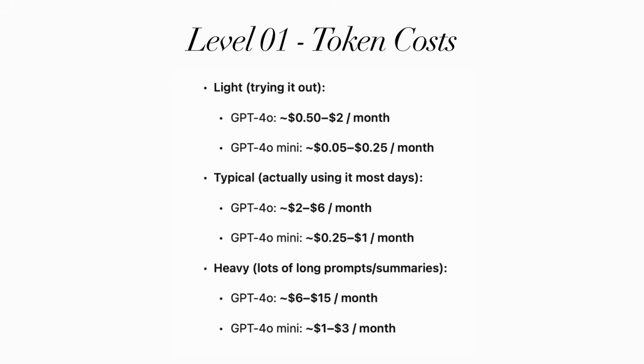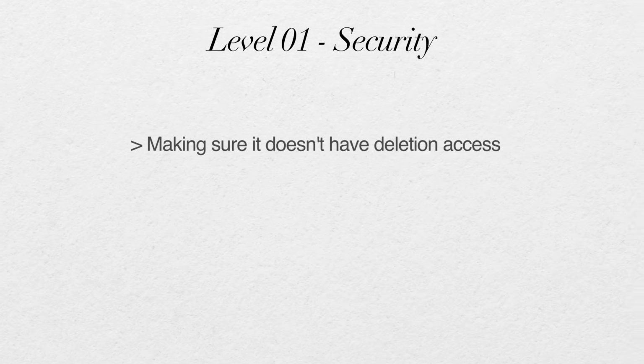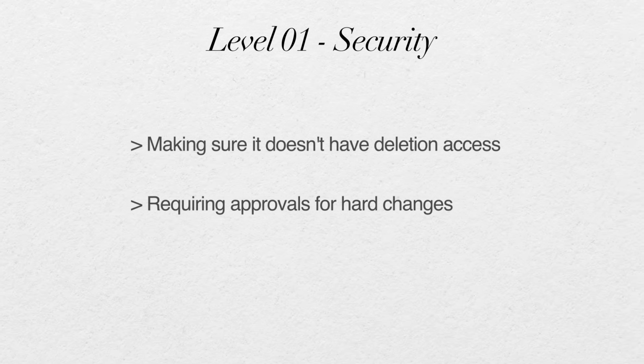In terms of token costs for a level 1 user, this is a rough estimate of what it might look like. It's actually pretty cheap here because you're not doing anything too intensive. Now, security protocols. Here, the average level 1 user is really doing very little, almost nothing when it comes to security. Typically, it's something like making sure that it doesn't have deletion access. So if there's going to be any hard changes, it has to ask for permission first. But these level 1 users can get into danger because of this. We'll talk about how to level up security in the future levels.